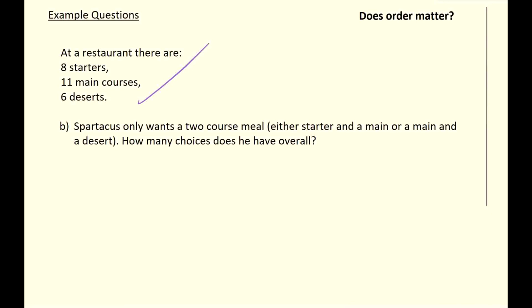For any question like this, where you've got different options, you must do each option separately. So what I mean is, first, I'm going to do a starter and a main course. I'm going to work out how many options he has for a starter and a main course. Once I've done that, I'll then do a main course and a dessert and work out how many options he has for that. So starter and a main course, 8 choices for the starter, 11 choices for the main course. So a total of 88 there.